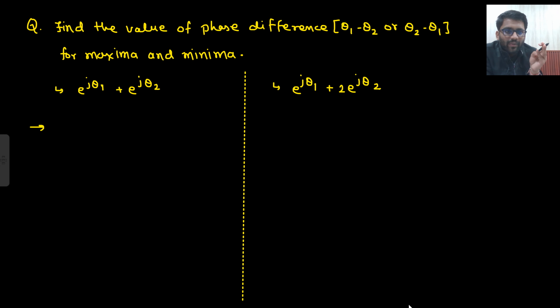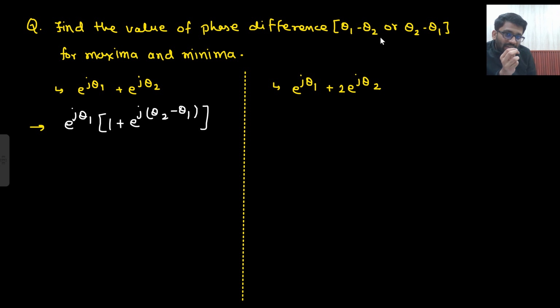When we study the standing wave pattern for transmission line, there also we studied this mathematics. So what you need to find? You need to find the maximum value of phase difference for maxima and minima. Okay, so this is the number. So what we used to do? We used to take e to the power j theta 1 common, 1 plus e to the power j (theta 2 minus theta 1) it would be, right? So this is the phase difference.